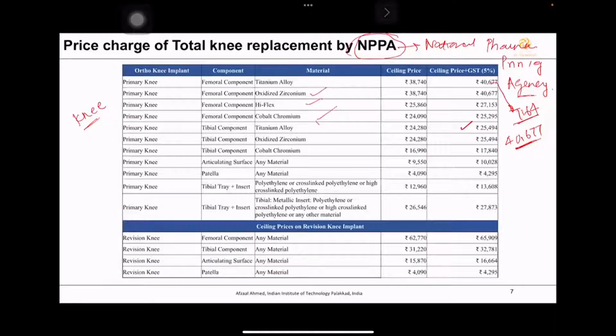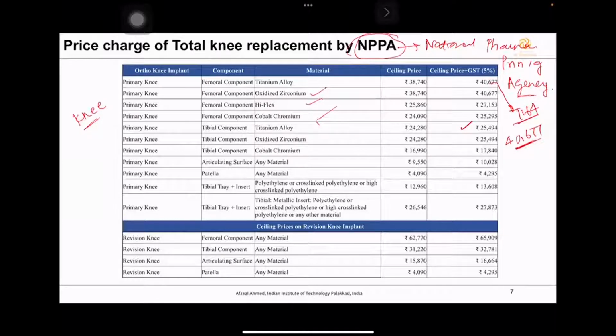Then you have a patella also. Patella is basically the kneecap, which you can feel with your hands on top of your knee. That's the kneecap, patella. So that is around 4,000, 5,000 rupees for fabrication. Now, if you include everything, it will roughly cost you less than 1 lakh rupees. And to fabricate something in less than 1 lakh rupees is a very challenging task.